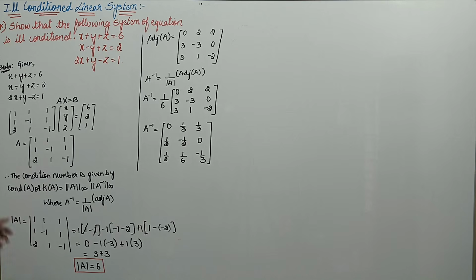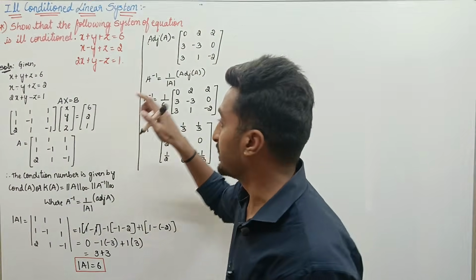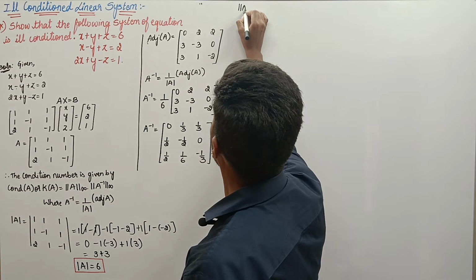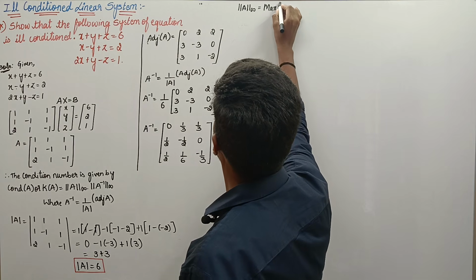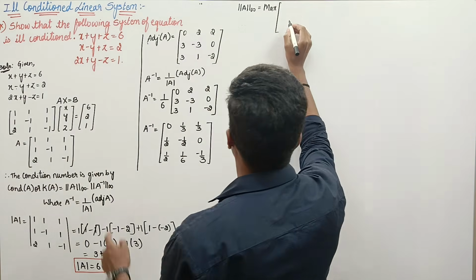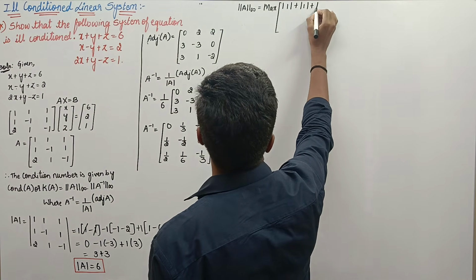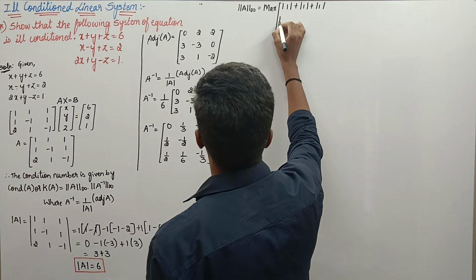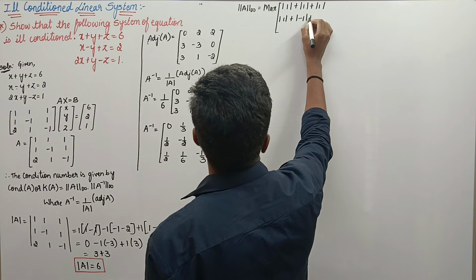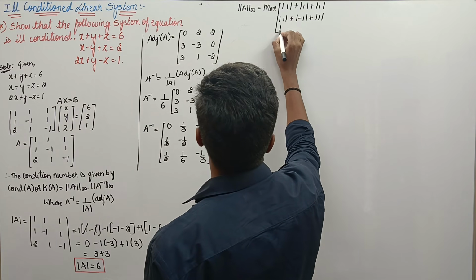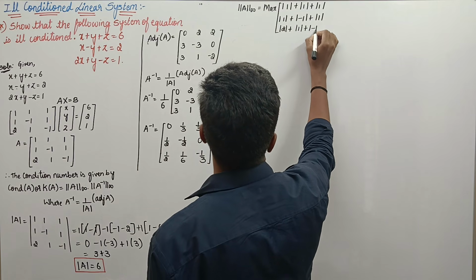Now we have A and A inverse. Now you can represent norm A infinity, which is equal to the maximum of the row-wise sums: modulus 1 plus modulus 1 plus modulus 1; the next, modulus 1 plus modulus minus 1 plus modulus 1; next, modulus 2 plus modulus 1 plus modulus minus 1.